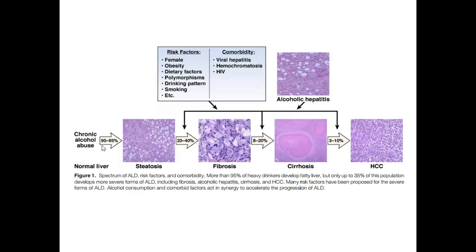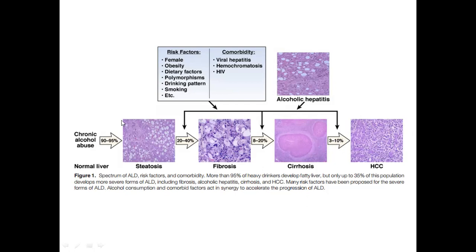So if you see, in cases of chronic alcohol abuse, a normal liver is transformed into steatosis. This will be seen in 90 to 95% of the persons who are chronic alcohol abusers. But from steatosis to fibrosis, it only develops in 20 to 40% of individuals. Similarly, fibrosis progresses into micronodular cirrhosis in only 8 to 20% of those who have developed fibrosis. And lastly, of those who have developed cirrhosis, 3 to 10% of individuals will develop hepatocellular carcinoma.